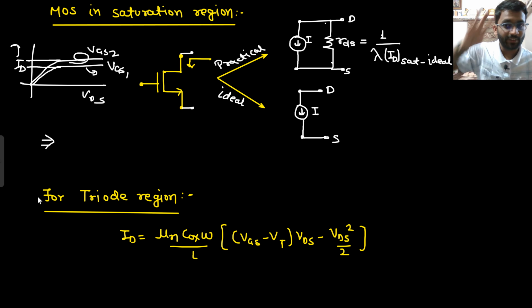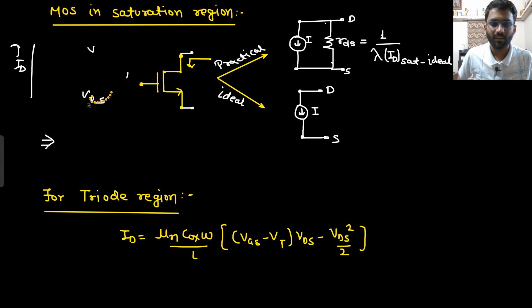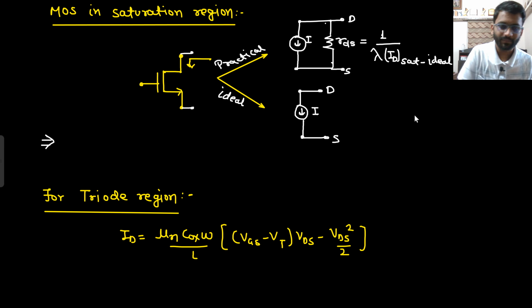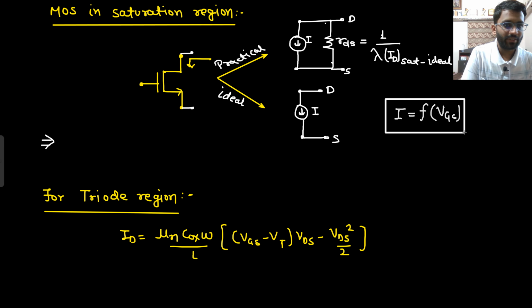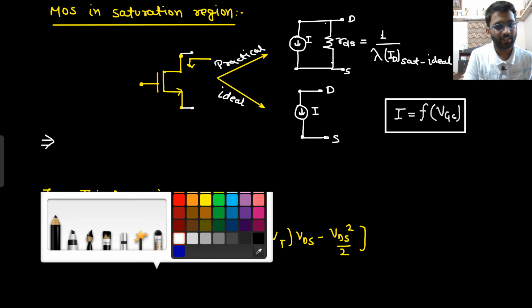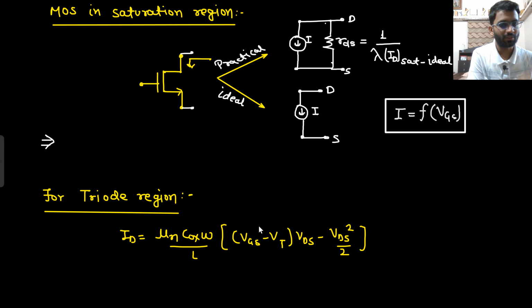So in the saturation region, you can only replace the MOSFET with the current source. Now the value of the current source depends on VGS. So I will be a function of VGS. This is what I will write. Saying that in the saturation region, the MOSFET is replaced with a constant current source is wrong. The MOSFET is replaced with a current source. The value of that current source depends on the VGS value. That's it. Well and good.